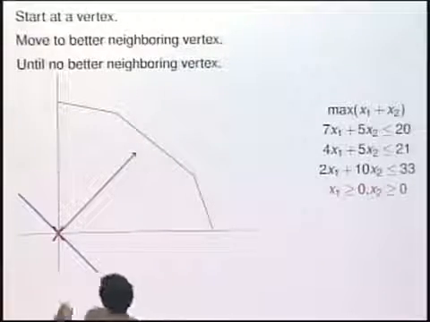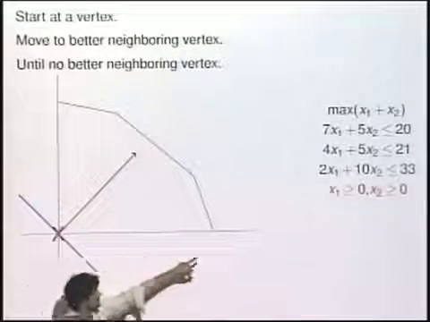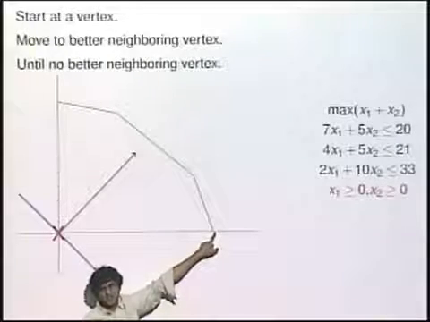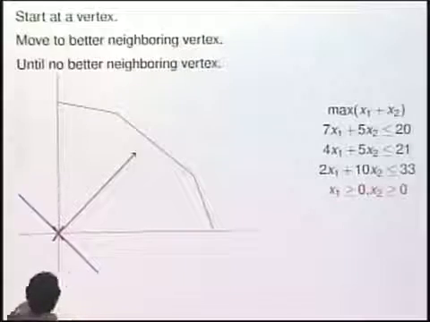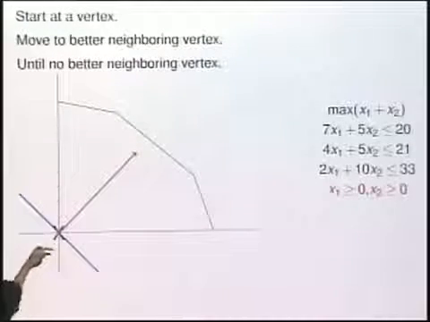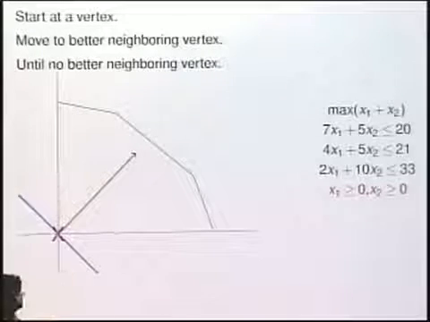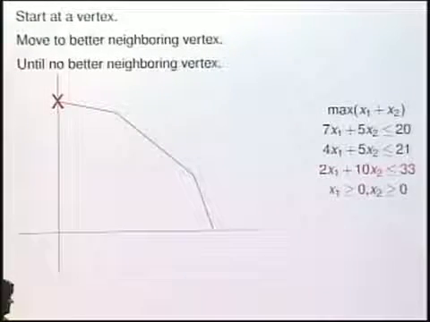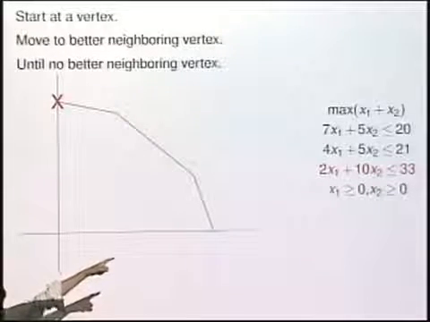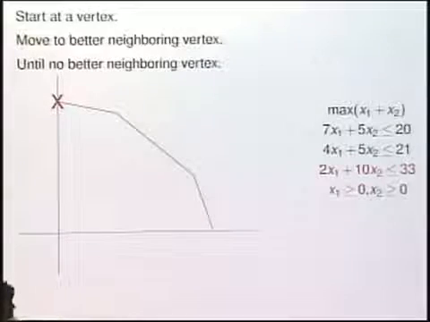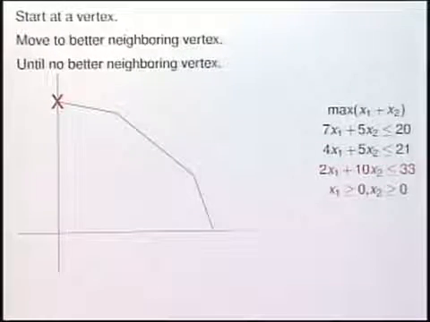So for this particular vertex, which constraint do I drop? Which one? Yeah, this is x1. x1 equals 0. For that one, I drop the constraint that x2 equals 0. So those two constraints are tight. It's the intersection of those two lines: x1 equals 0, and 2x1 plus 10x2 is equal to 33. Okay?